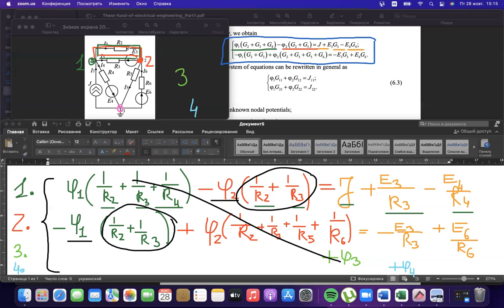And also, we could see the same sources with the opposite sign. For example, if the source E3 is the same for the first and second node, in the first case it will be positive because of the direction toward the first point. In the second case, it will be negative because the direction is opposite relative to point number 2.